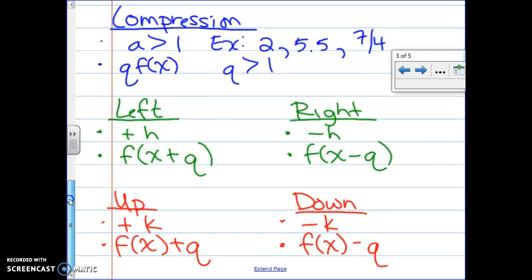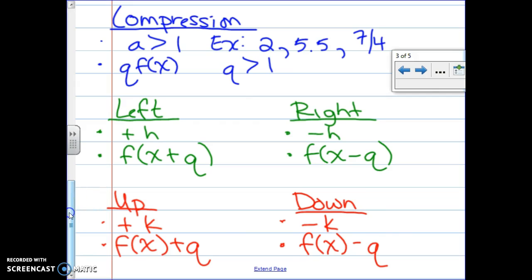Next, let's talk about horizontal movements, left and right. So for your graph to move left, you have to have a plus h in your equation next to the x. And the way you show that in function notation is you take f of x and then you add a number inside the parentheses with x, just like you would do in the equation. If you want to move your graph to the right, you have to have a minus h. And so to notate that, you would put a minus q or minus any number inside the parentheses to show that your graph is moving to the right.